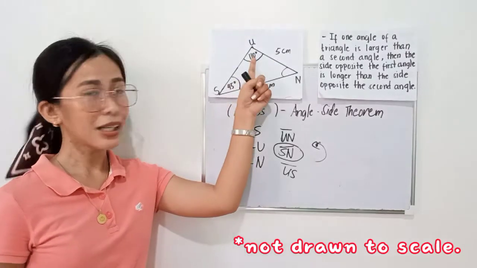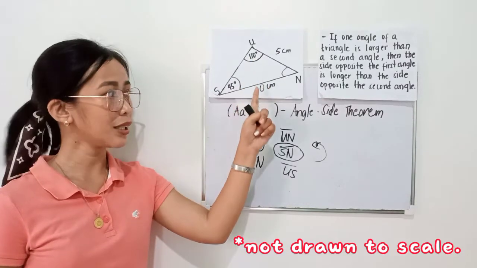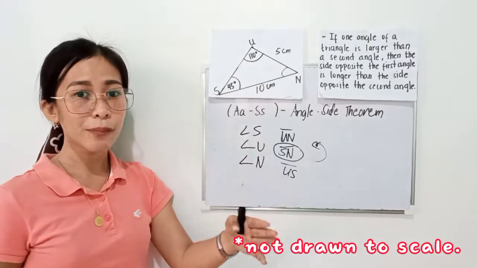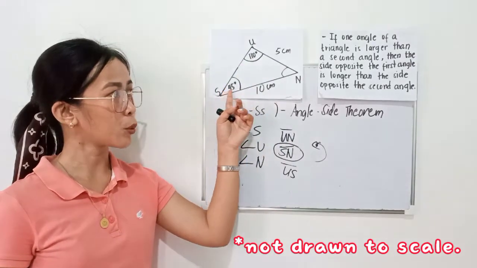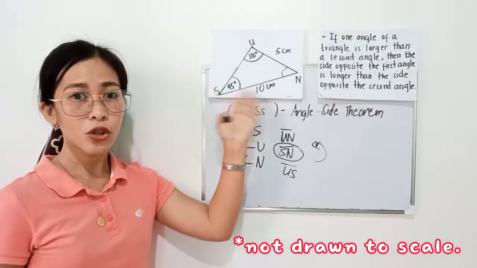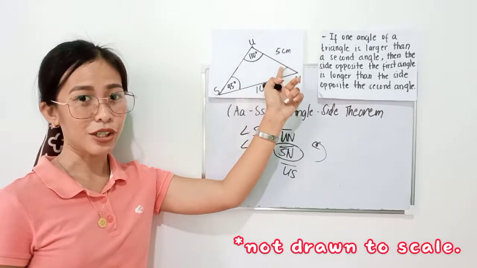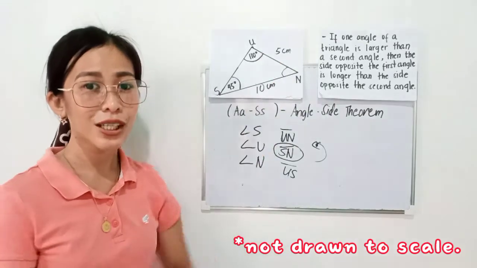So, pinakamalaking angle, ang pinakamahabang side dapat is yung opposite ng angle na yon. Ang sunod sa pinakamahaba is dapat yung opposite ng second angle. May sunod na mas malaking angle. Diba? And that is 5 cm. Etong side na to. So, ganun lang naman kasimple.